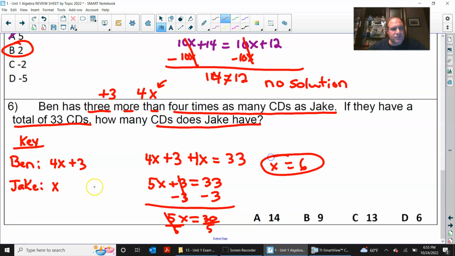So how many CDs does Jake have? Jake has 6 CDs. So D is your answer. By the way, if they asked you how many CDs does Ben have, you would just go ahead and take that 6, this 6 right here, and substitute in 4 times 6 plus 3. 24 plus 3 is 27. Ben has 27. They did not ask you for that, but if they do on the test, you know that you have to substitute in to figure it out.